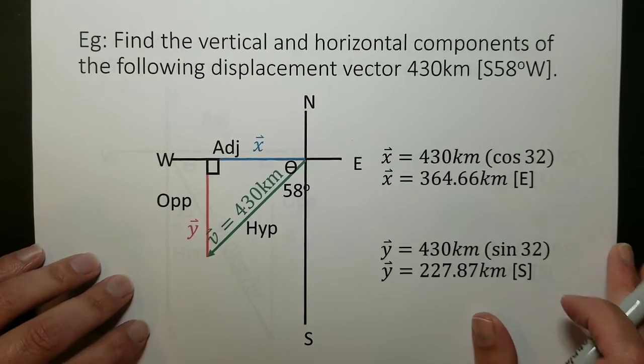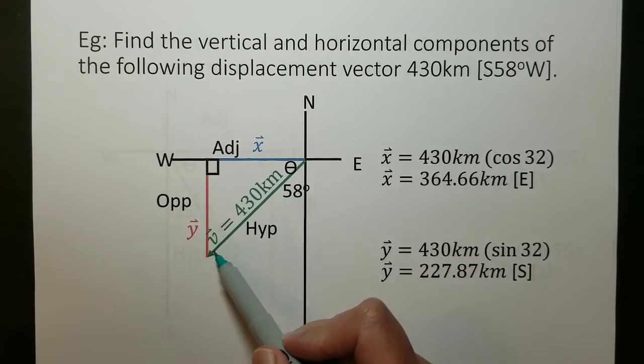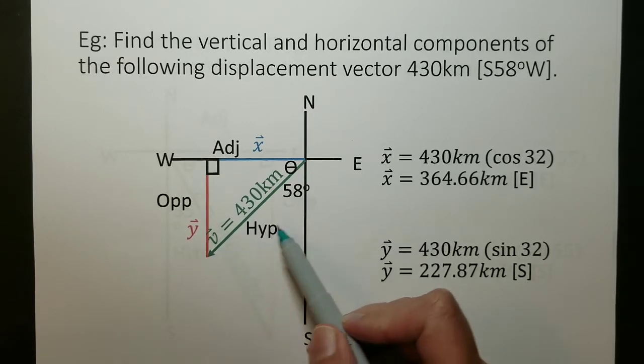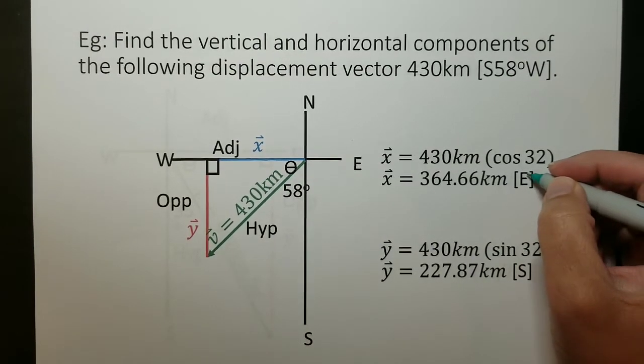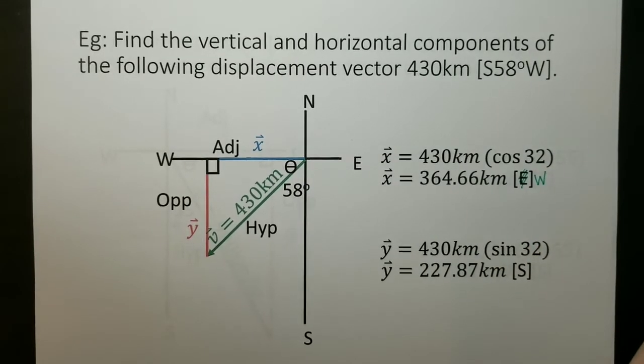Similar one, this is a displacement vector. So here we're talking about displacement from an origin, and we're given an angle that is south 58 degrees west. So if you moved 430 kilometers in that direction, how far east did you go and how far south did you go? Or how far west, pardon me. So just noticed a typo there. That one would be west.